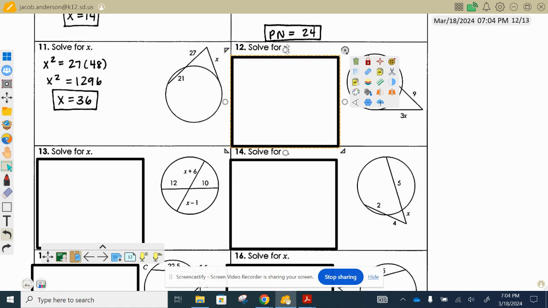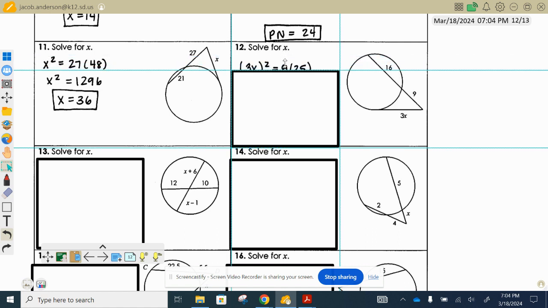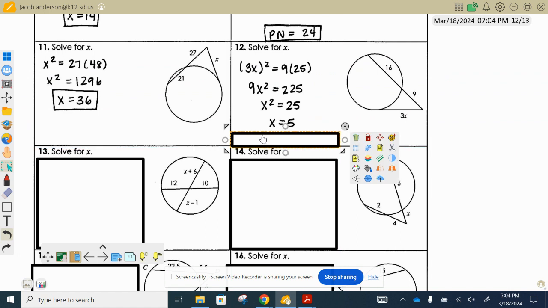All right, coming back from the pause, let's take a look at our answer. We have 3x squared equals 9 times 25, which 25 came from the 16 plus 9. And then we multiplied those out. By the way, this 3x gets squared as a unit because it's all of this stuff squared. So that would give us 9x squared.